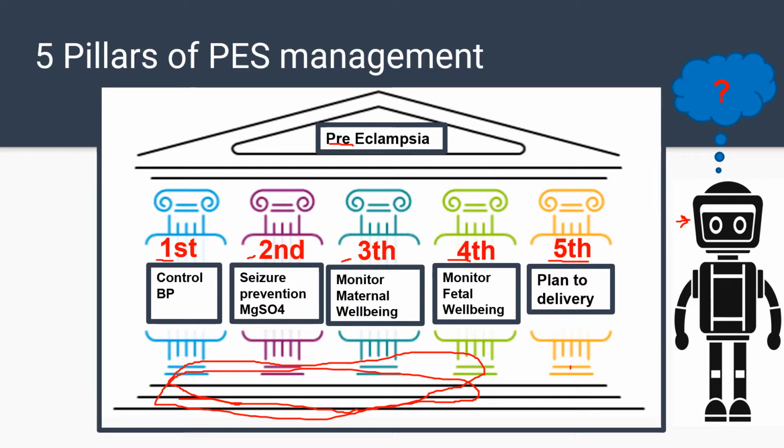So to do this pillar, we have to think a little more. If we are like robots, and we only act doing 1 to 4 all the time, all the same in all the patients, of course we can do 1 to 4, but we couldn't do the fifth part of the treatment, that is the plan for delivery. And it's the most important part of the treatment because it's the definitive treatment.